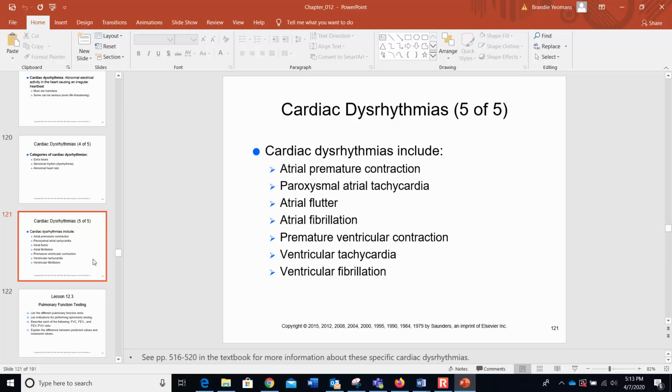Okay, so moving on to atrial flutter. Atrial flutter, think about a butterfly. This one is a rapid, regular fluttering of the atrium. Remember, the atrium's the top chambers of the heart, and the heart rate's going to fall between 250 and 350 beats per minute. Now, if you think about that, that is really, really fast. 250 to 350 beats per minute. Y'all, a normal heart rate is 60 to 100. Now, think about how fast that is.